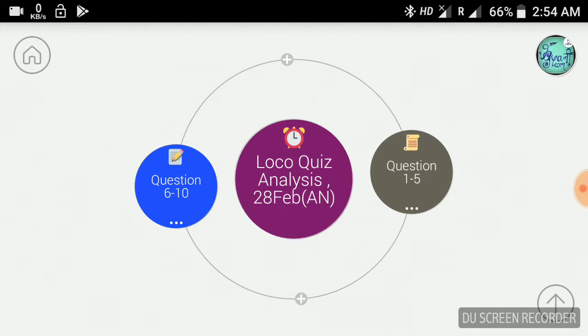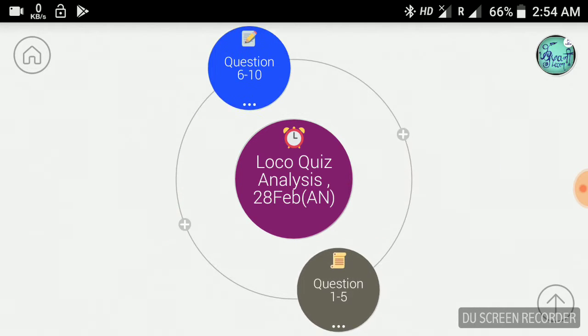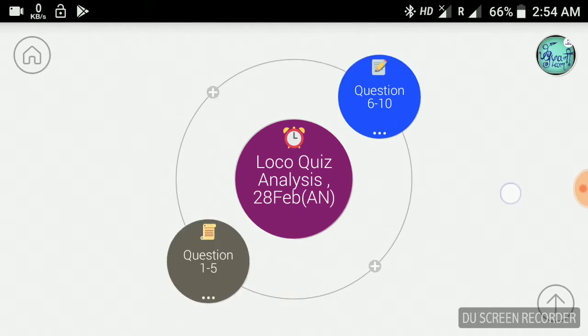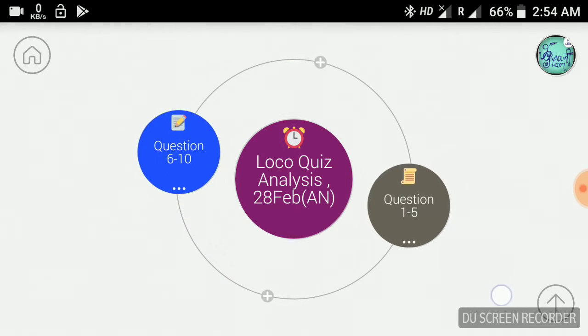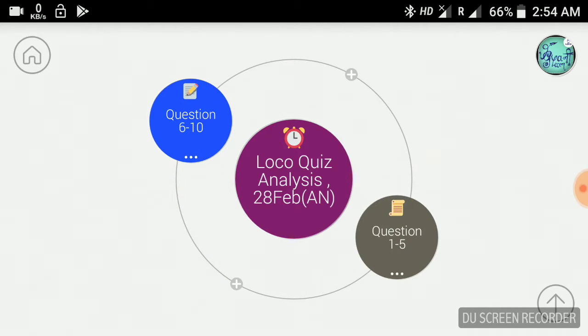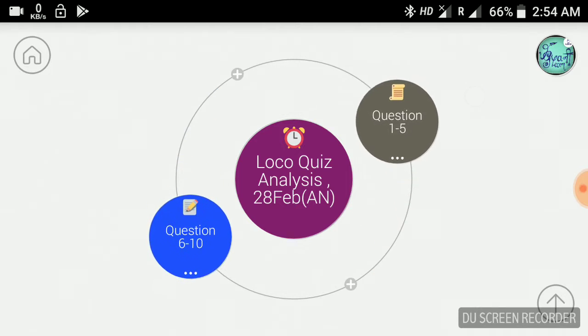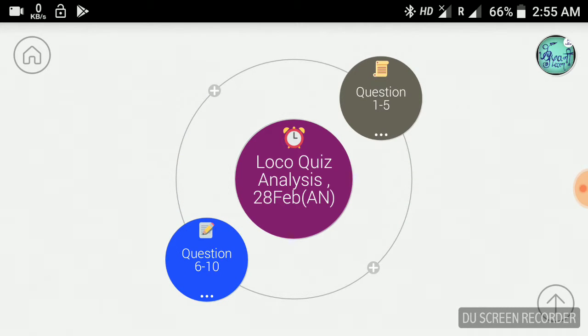This is nothing but the Loco quiz which we usually play on our Android devices at 1:30 p.m. and 10 p.m. daily. You may have some questions in your mind about why I have started this section. Actually, I am a permanent player of this game for 2-3 months, and I find it very interesting.